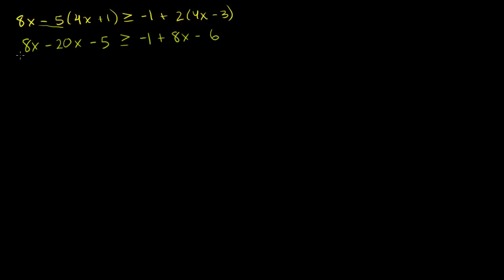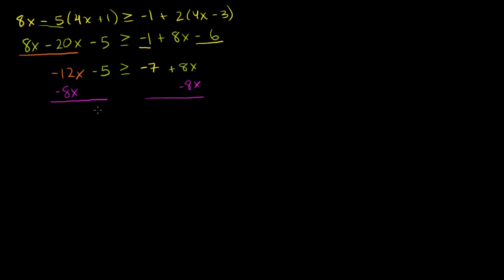And now we can merge these two terms. 8x minus 20x is negative 12x minus 5 is greater than or equal to, we can merge these constant terms, negative 1 minus 6, that's negative 7, and then we have this plus 8x left over. Now I like to get all my x terms on the left-hand side, so let's subtract 8x from both sides of this equation.